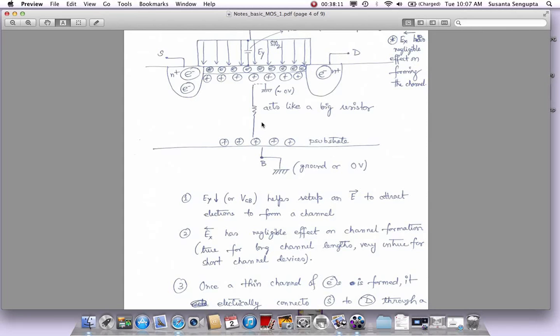But we don't need to go into short channel, because to understand the basics, we will stick to long channel devices here, so you can get the fundamental knowledge, and then we'll apply it to short channel, or what are the non-idealities that come.